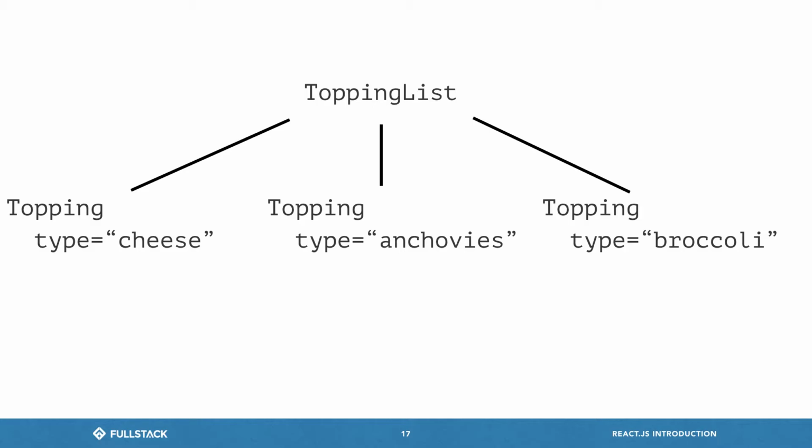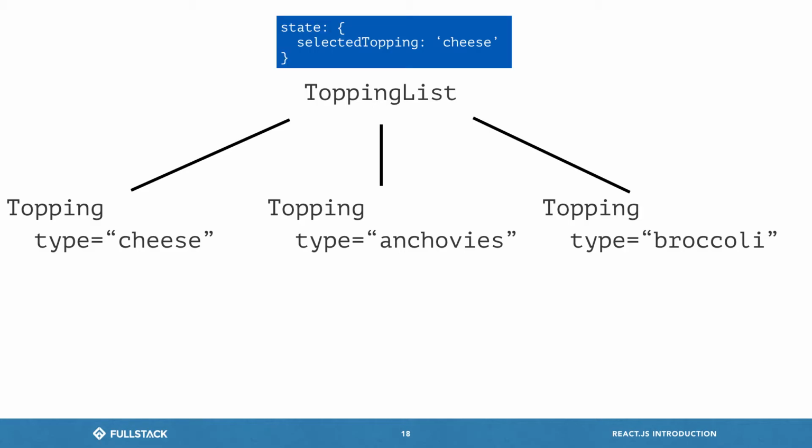Looking at this hierarchy, where should our state live? First off, what is the state? What's dynamic or variable inside of this tiny application? What's changing? Right, my favorite topping. My favorite topping that's being rendered in topping list. So that's my state. So I'm going to have my state object live up here with topping list. And so my selected topping, my favorite topping, will be stored up there.